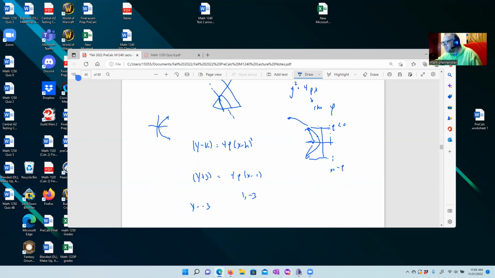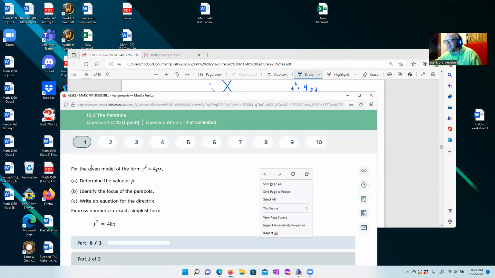So let's look at a problem, see what we have. The first one's not so bad, so we'll get into it. The problem is listed down here. So remember that, we have y squared equals 48x. So pen, go, wrong pen.